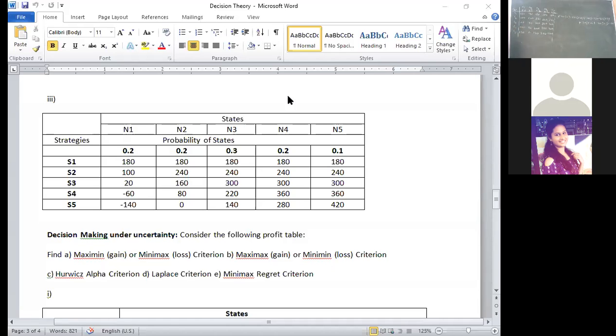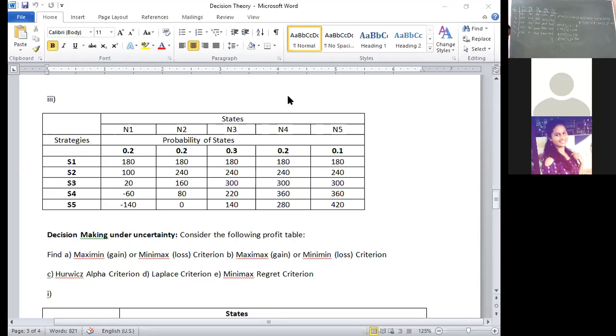Verify with the answers, who got it. Expected monetary value for strategy S2, you will get the value 212. For strategy S3, the value is 216. For strategy S4, 178. For strategy S5, the value is 112.